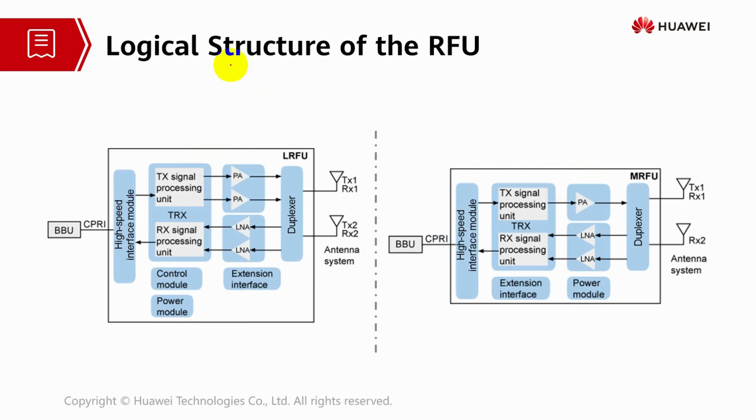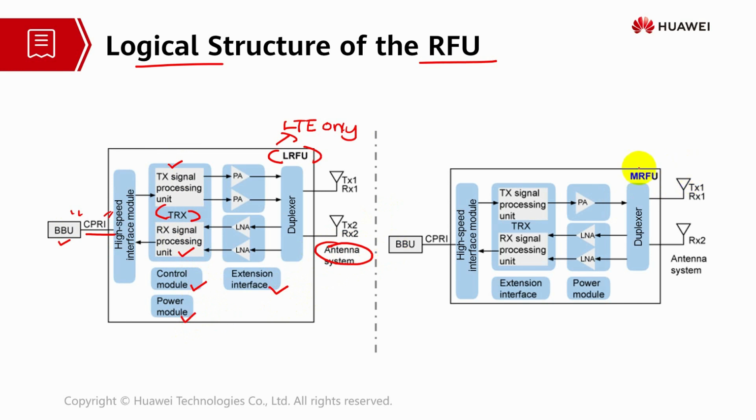Let's go through the logical structure of the RFU. This is an example of LRFU. LRFU can only support LTE technology. It has a BBU with a CPRI cable, which has the TX signal processing unit and the RX signal processing unit. It's part of the TRX or transceiver module. It has a control module, power module, and the extension interface together with the antenna system.